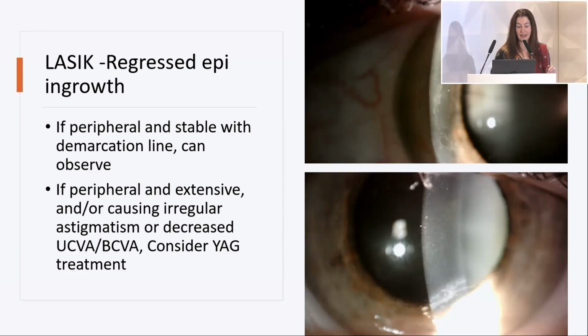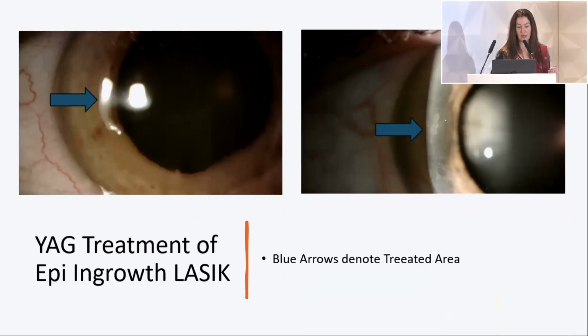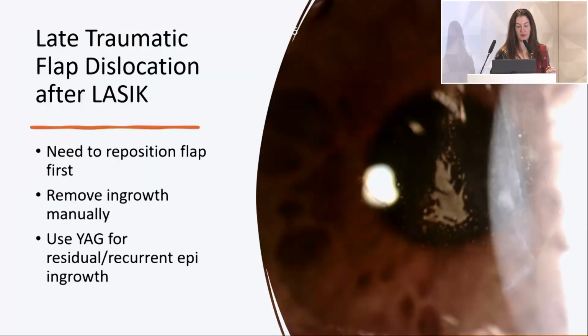Here's a case of LASIK. Essentially, again, if it's peripheral, stable, there's a demarcation line, you can simply observe. But if it's peripheral or extensive or causing irregular astigmatism that you can certainly see on your tomography, topography, then you want to consider a YAG treatment. Noting the blue arrow, you can see that whitish area there, and that's a significant area of epi ingrowth. It's white, it looks active, I don't see a demarcation line. And again, you can see the treated area.